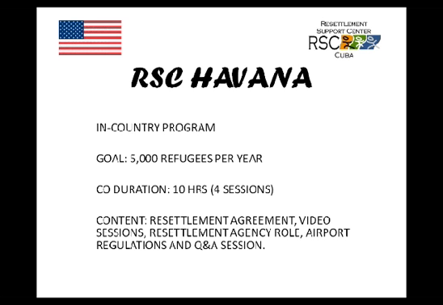Good afternoon. My name is Ana Maria Machado. I'm from RSC Havana, Cuba. We have in Havana an in-country program. Our goals are about 5,000 refugees per year. The cultural orientation duration is about 10 hours, divided in 4 sessions. The content is about the resettlement agreement, the video sessions, resettlement agency rules, airport regulation, and question and answer session.